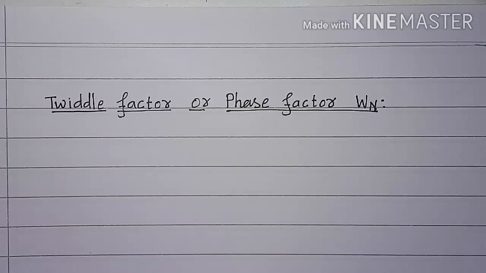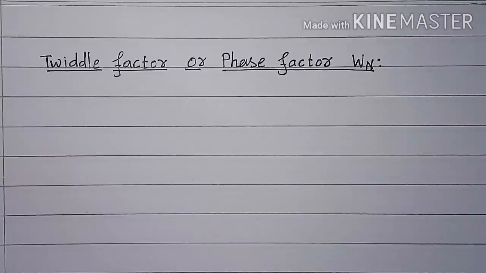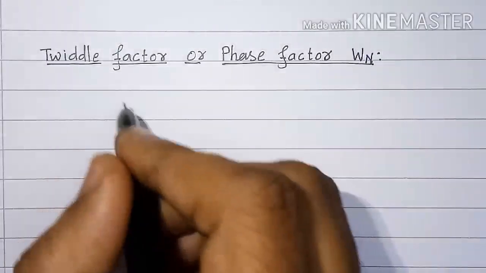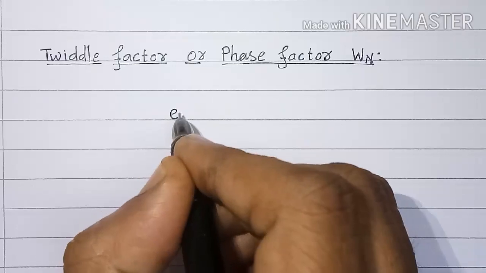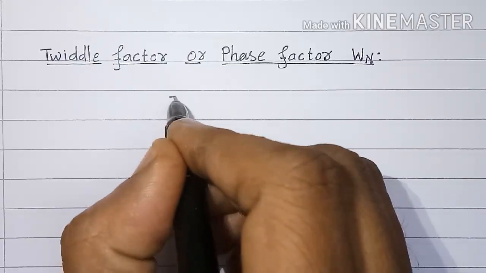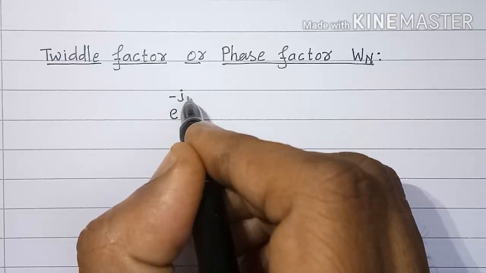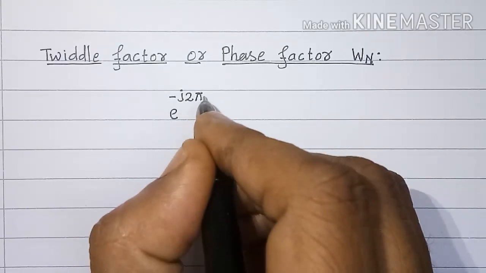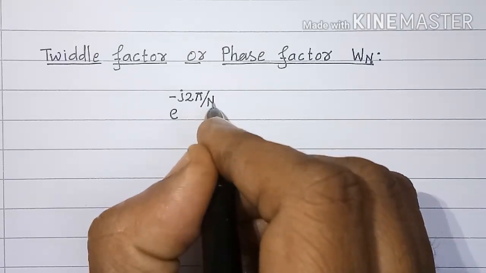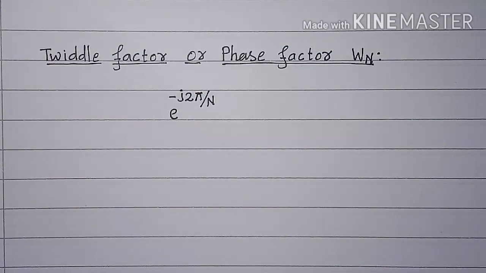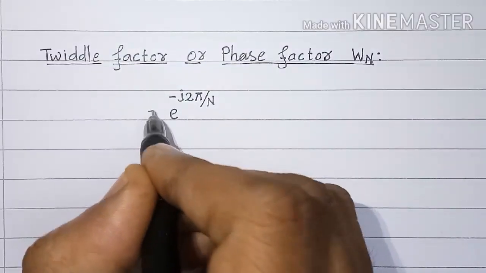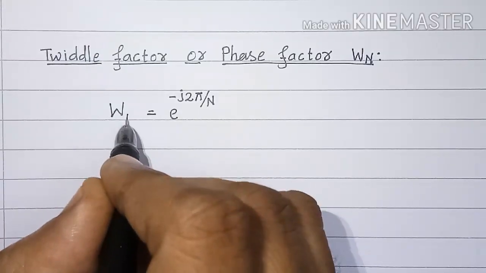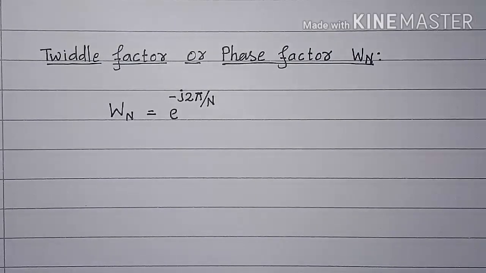In computation of DFT, we have used a complex exponent e raised to minus j 2 pi by n. This is nothing but a twiddle factor denoted by Wn.